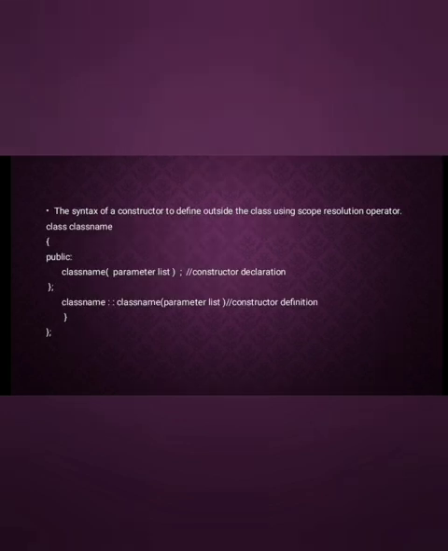Here is the syntax of a constructor defined outside the class using the scope resolution operator. First of all, a class is created with a class name. Within the public section, the constructor is declared, right? Now, outside the class, whenever the constructor is defined, we have to use what? A scope resolution operator.